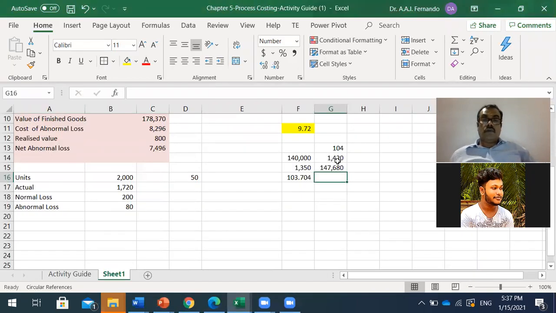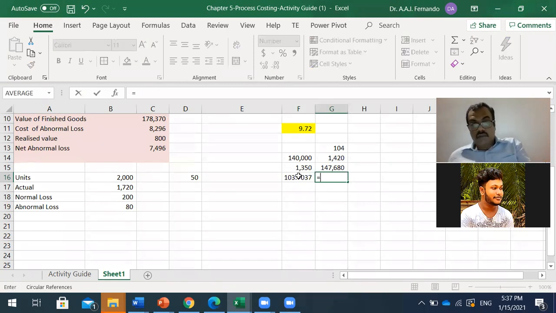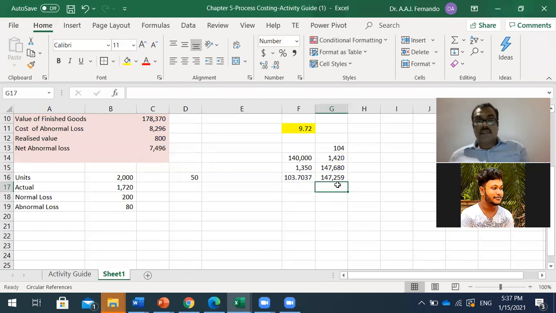Okay, so in the presentation slides in the ledger accounts, values have been copied from the Excel. In the Excel, calculation has been done by rounding up. Here, if you just remove the decimal, automatically it goes to 104. That is the reason. But your real amount is 103 something. So if you multiply this value by 1,420, that is 147,259.